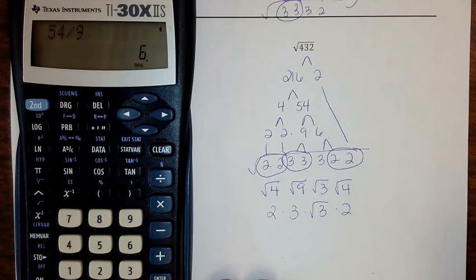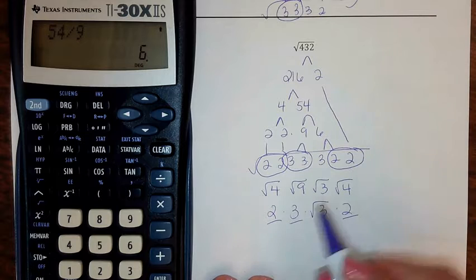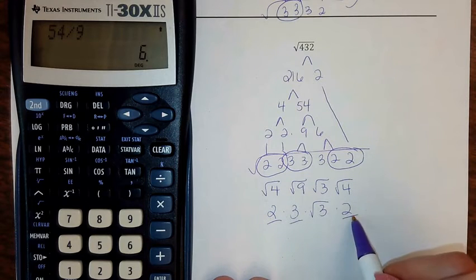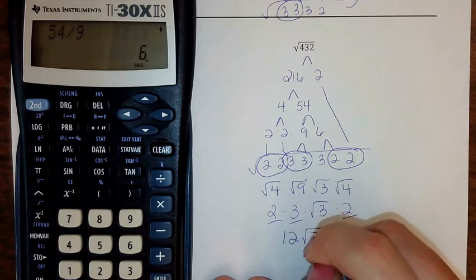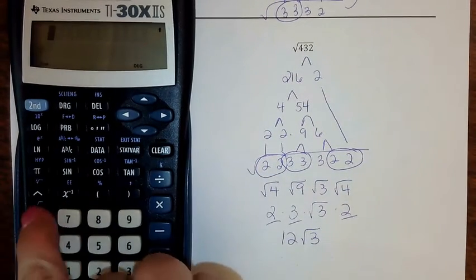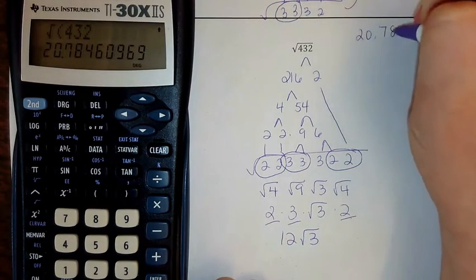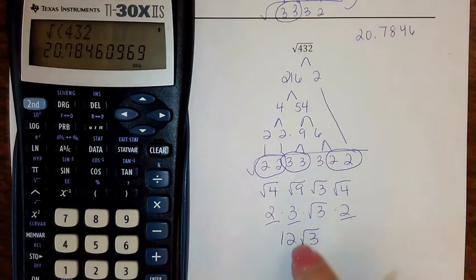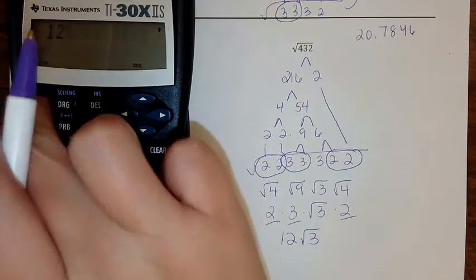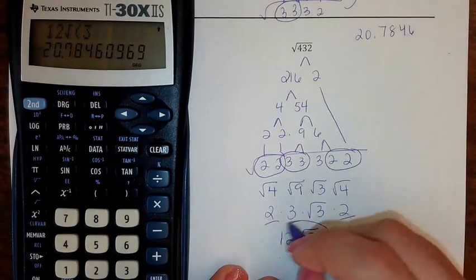My finishing simplification is always to group up my roots and group up my numbers outside of my root. So I have 3 numbers outside of my root. 2 times 3 is 6, times 2 is 12, root 3. And I can check this on the calculator. The square root of 432 is approximately 20.7846. And this better equal the same thing as 12 root 3. And it does. And so we're right.